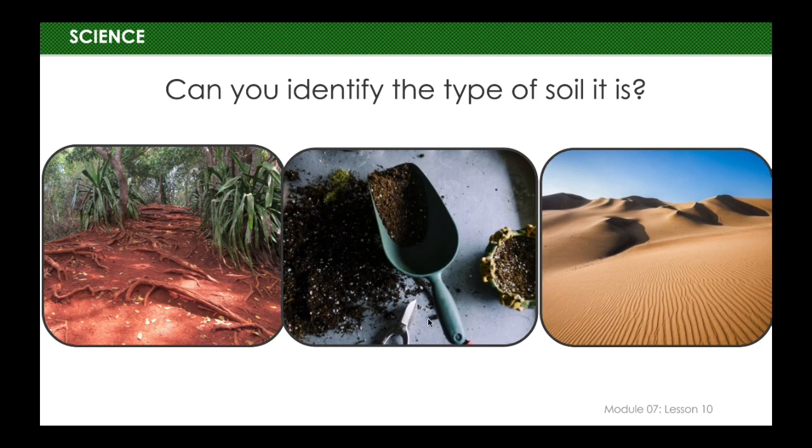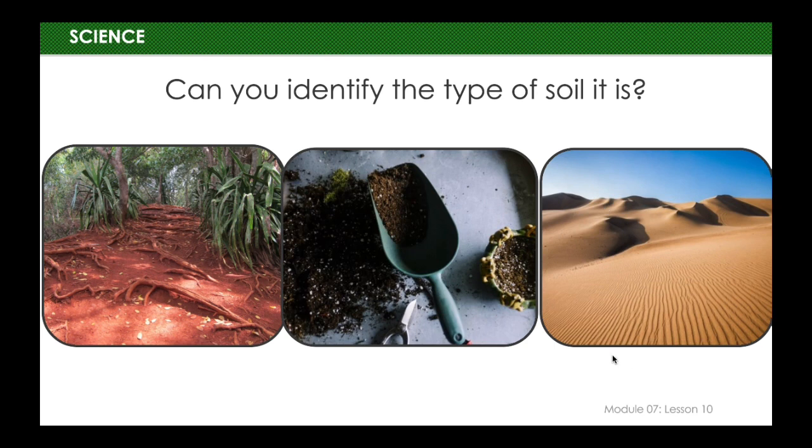Now let's look at the middle picture. We've got a very fine, kind of powdery looking soil here, and it's black or brown in color. Which type of soil is that? You're right. That would be silt or humus, which is what we often use to plant things.